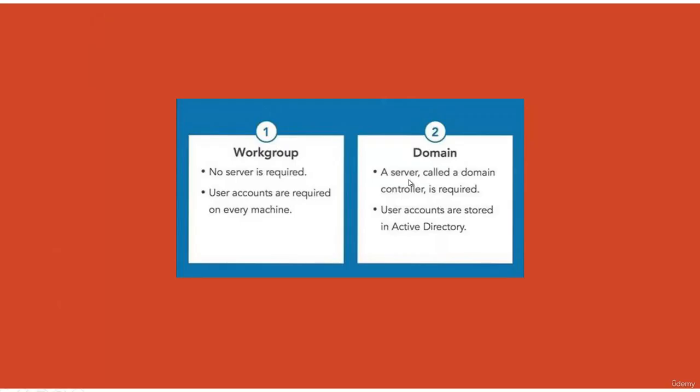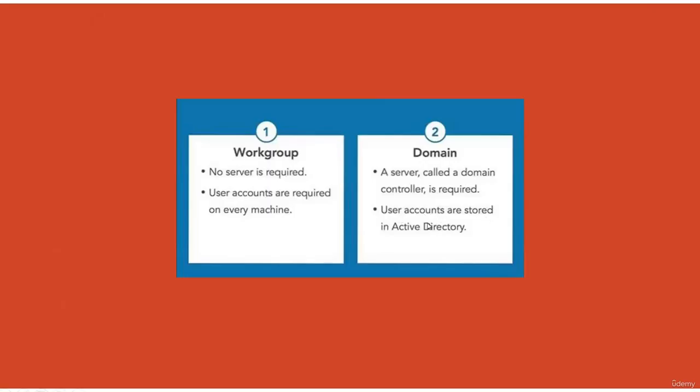In the domain model, a server called a domain controller is required. We need a server with any operating system, meaning Windows 2016 or 2019 or 2022, any of these servers to make a domain controller. If you have a server but you have not enabled the Active Directory service, you will not be able to control users. The role should be enabled on the server, and we are going to look at how we can install the Active Directory role on the server. User accounts are stored in Active Directory.